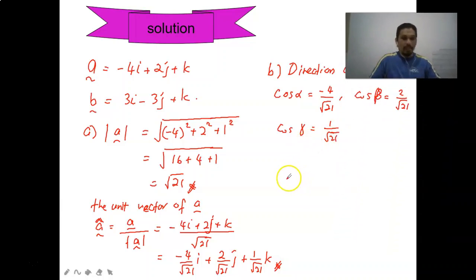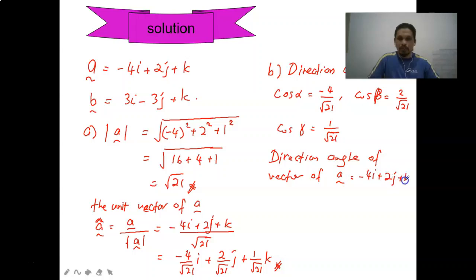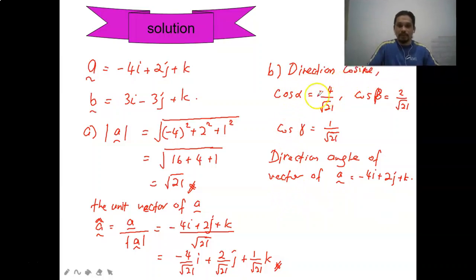Okay, so now the direction angle of the vector A, which is negative 4i plus 2j plus k, is given. Okay, actually we get all the answers from here. Okay, look at the first one here now.